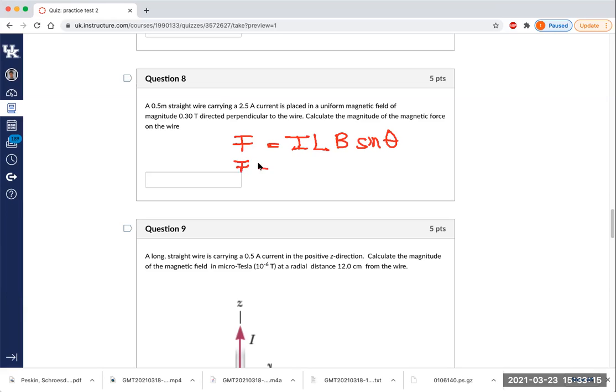So in this case, the current is 2.5 amps. The length of the wire is 0.5 meters. The field is 0.3 Teslas, and it's the sine of 90. So that's 1. So we got 2.5 times 0.5 times 0.3. That's 0.375. And those units are going to be the units of force. That's newtons. So 0.375 newtons is the force on that section of wire in that magnetic field.